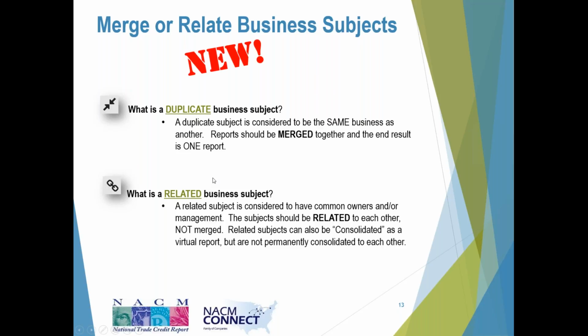Here, though, there's a distinction between a duplicate. That's where we would merge the reports. But a related business, I've seen at the same address, you have a headquarter location and a subsidiary location, both different names, credit-wise, different businesses. So that would be a related business, and so we would not merge those reports. But if it's a duplicate, then we would.